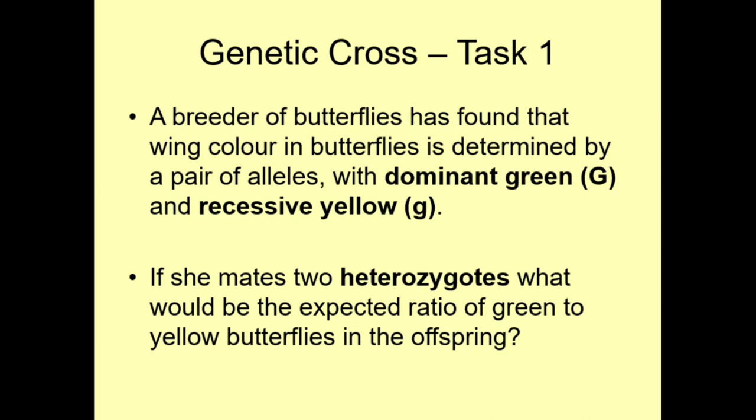So we put one parent down the side, one parent at the top, and then we go through each box, and then that will give us an indication of what the likely or expected ratio of green to yellow butterflies would be in the offspring. So I'll give you a few minutes to work through that one, and then we'll go through the answers together.